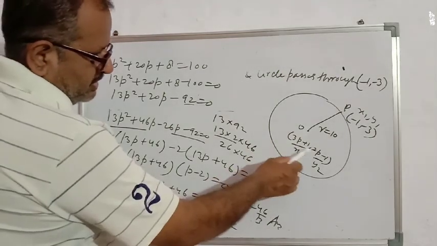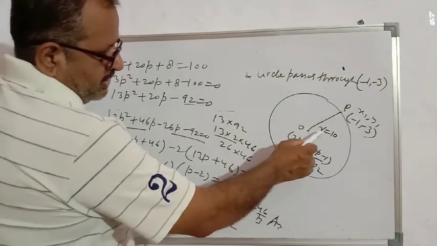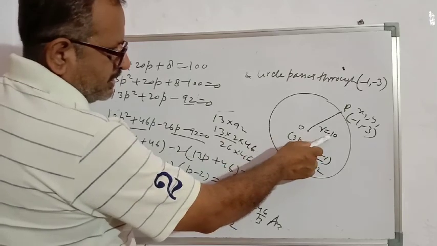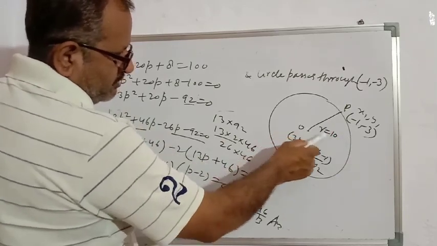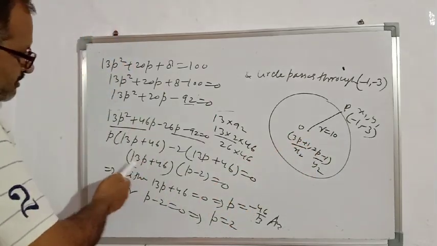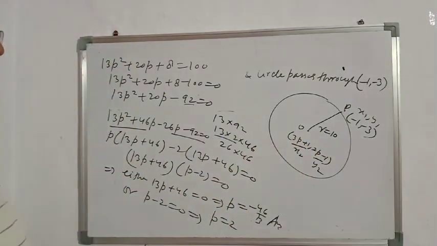So the center was given in terms of p, diameter given 20, so radius 10. The circle passes through this point. So from O to P it will be equal to the radius. In this way we will get one equation in P and find the value of P.